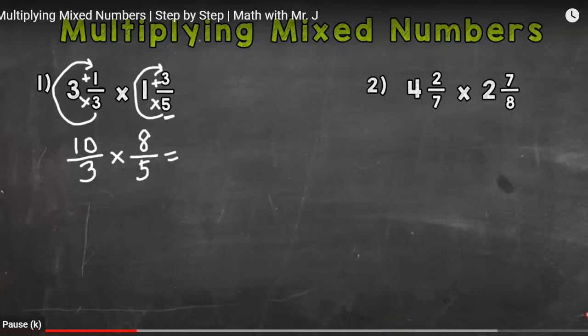Now we have a numerator and denominator for both of those. So we're just going to do what? Multiply straight across. As those mixed numbers, it's just a different form. Now we can multiply straight across to get our solution. So 10 times 8 is 80. 3 times 5 is 15.